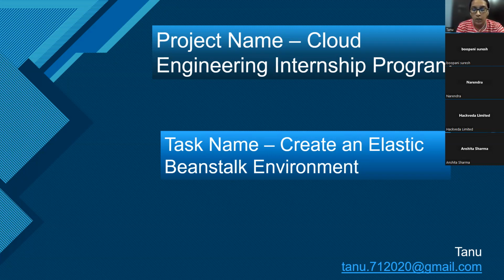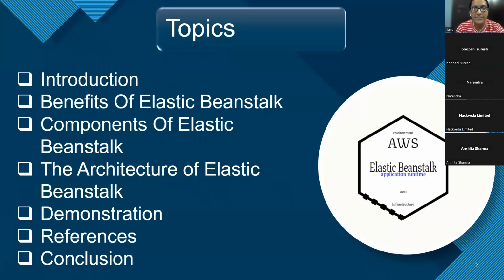Now coming to the presentation. These are the topics which I'm going to discuss one by one. First of all, the introduction: what do you understand by the Elastic Beanstalk environment in Amazon? Then what are the benefits of the Elastic Beanstalk environment, and what are the components of Elastic Beanstalk? After that, what is the architecture of Elastic Beanstalk and how does it work in Amazon? Then the implementation and demonstration, then the references, and at the end the conclusion.